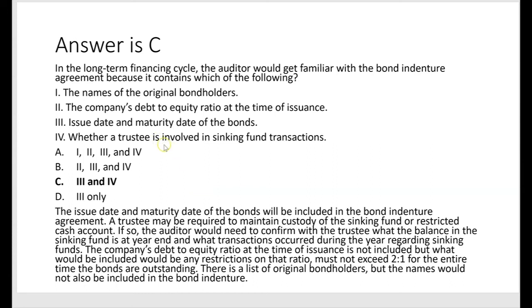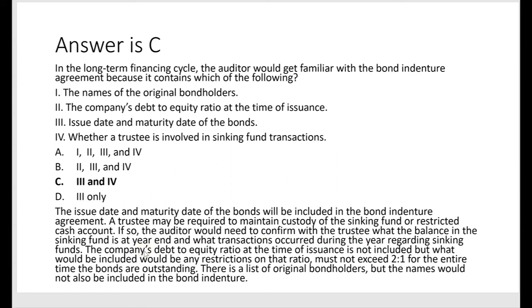See, a trustee might be involved in sinking fund transactions. The company might have to hire an independent trustee to protect the bondholders. Maybe the bondholders don't believe that the company is actually going to put that money into the sinking fund, so the client agrees to hire a trustee to oversee the sinking fund, the restricted cash. So if the trustee maintains custody of the sinking fund or restricted cash account, the auditor would need to confirm with the trustee what the balance in the sinking fund is at year end and what transactions occurred during the year regarding the sinking fund. So 3 and 4 are correct.